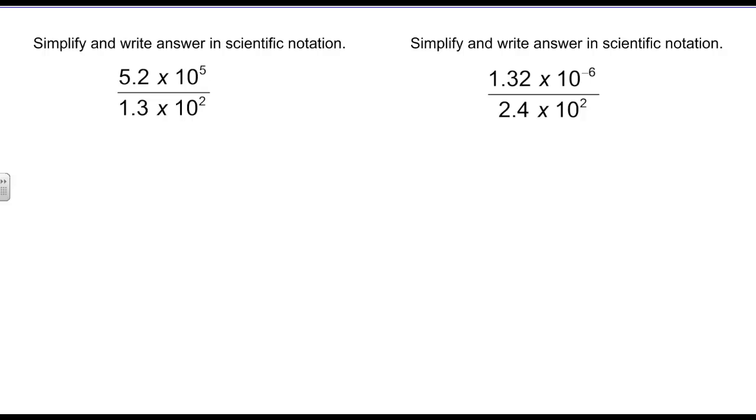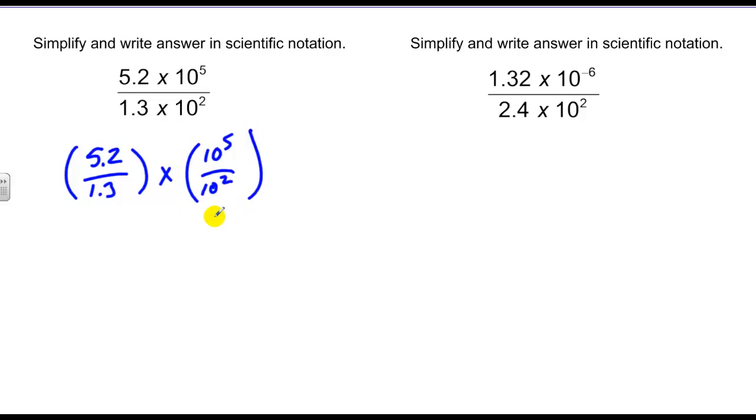We'll do the same thing with division. So in this case, I'm dividing 5.2 over 1.3, and that's going to be multiplied by 10 to the 5th over 10 squared. And 5.2 over 1.3 is just 4.